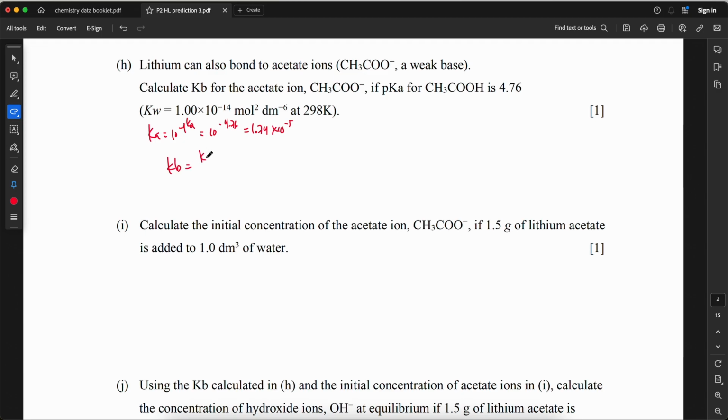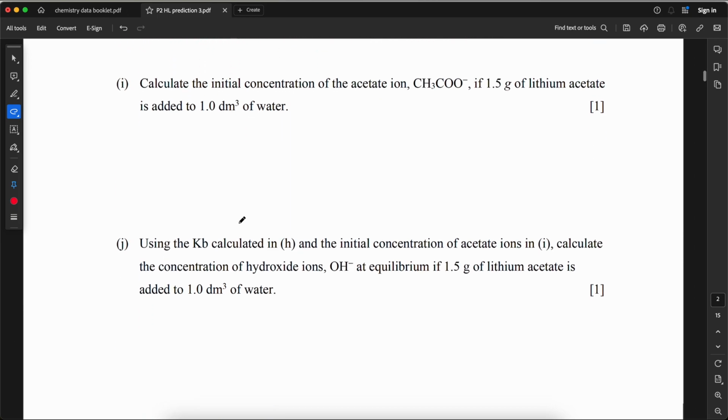So Kb is Kw divided by Ka, which is 1 times 10 to the power negative 14, divided by 1.75 times 10 to the power negative 5. So it's 5.75 times 10 to the power negative 10.